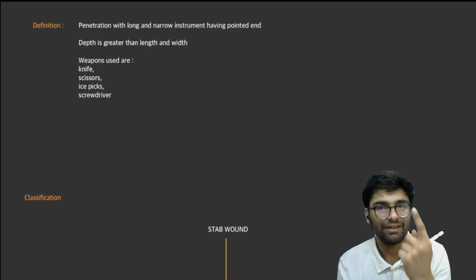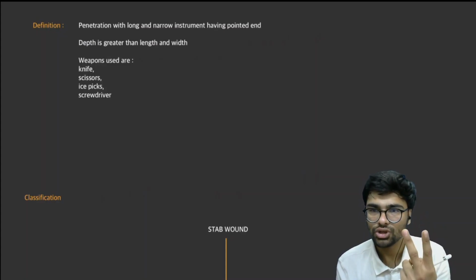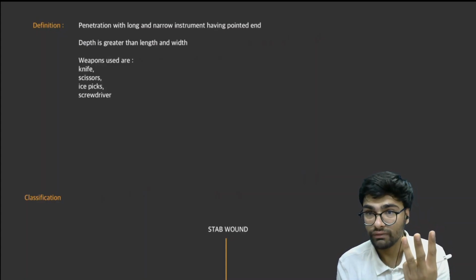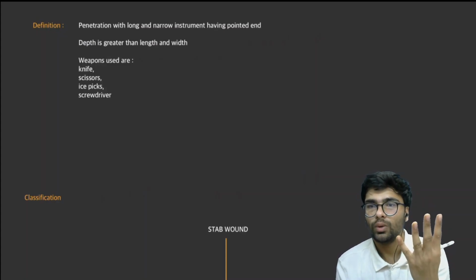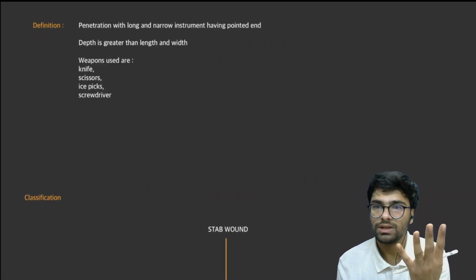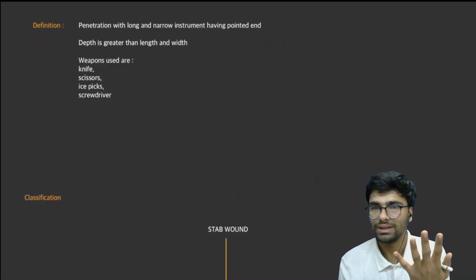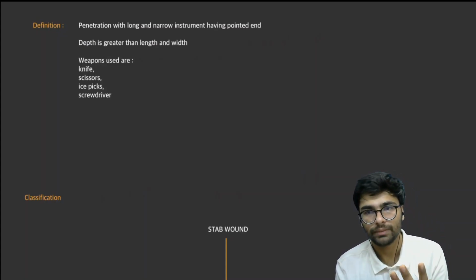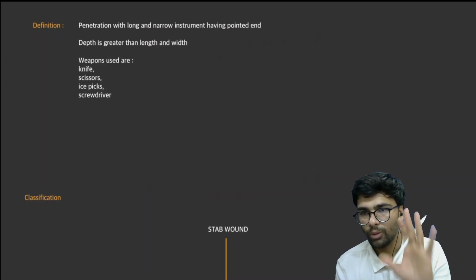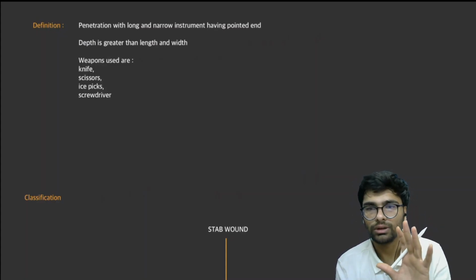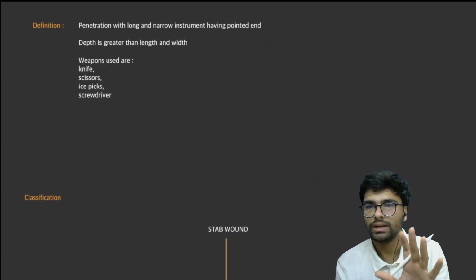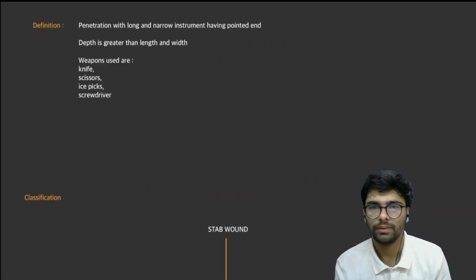The first is of course the definition, second is classification, third is characteristics of the wound, fourth is we'll be looking into the difference between suicidal and homicidal stab wound. And fifth, last but not the least, is medico-legal importance. So these 5 headings you have to remember. And once you remember these 5 headings, the short note is very simple. So let us start with the definition.